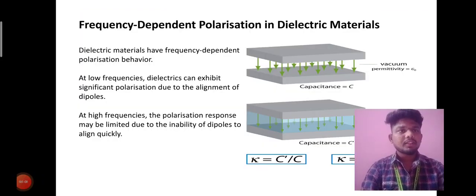Frequency dependent polarization in dielectric materials. In this diagram, capacitance C is observed, and the dielectric constant K is the ratio of capacitance C to the vacuum capacitance C0. This diagram shows frequency dependent polarization in dielectric materials, at low frequency and at high frequency.